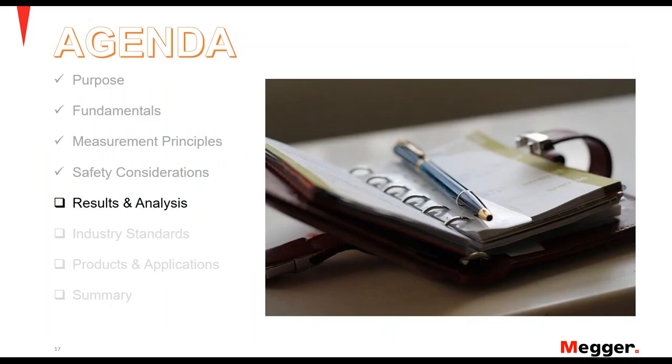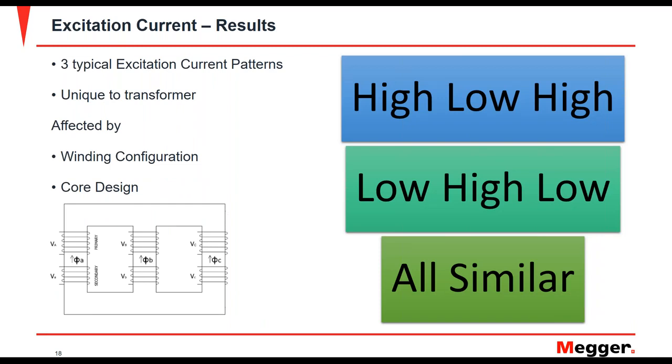Now we have understood what the basics or the building blocks of excitation current are. So let's look at the types of results that you would get and what kind of analysis we could perform by using those results. In excitation current results, we have 3 typical excitation patterns, and these patterns are unique to every transformer. Namely, if you see on the right hand side of your screen, you have 3 patterns.